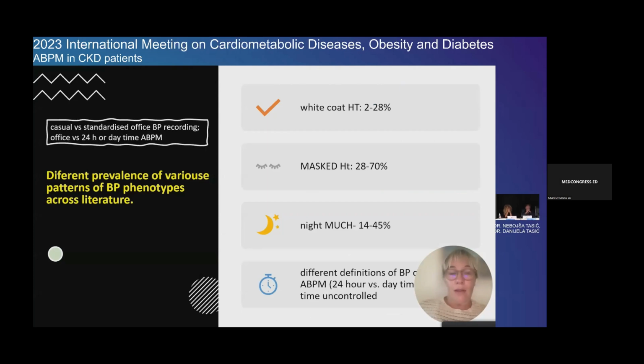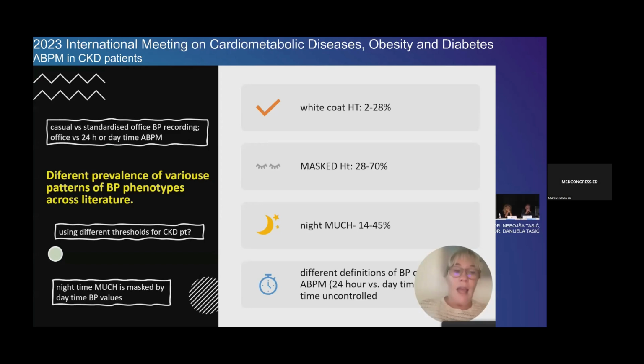And various causes can be found in the literature, like casual versus standard office blood pressure recording, using office versus 24-hour or daytime ABPM measurement as defined in our guidelines. Using different thresholds for CKD patients, now with different European, American, Canadian, and other definitions of blood pressure thresholds for CKD patients. And when it comes to nighttime masked hypertension, usually masked hypertension during the night is doubled by using different definitions of uncontrolled masked hypertension, that is using 24-hour versus daytime or nighttime uncontrolled hypertension.